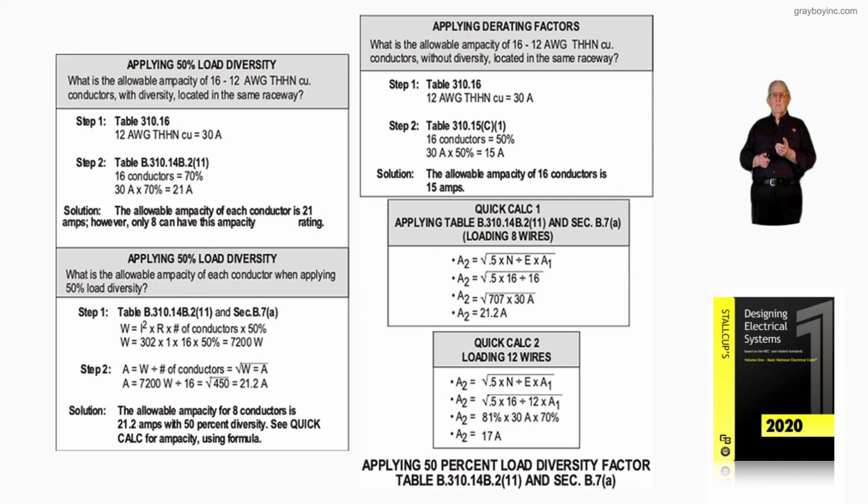The 70%, you're loading half. The 81%, you're loading 12. And when you do the math times the 30 amps of the number 12 from the 90-degree column in your Table 310.16, that's where the 30 amps comes from. And when you apply this diversity factor method, Figure 8-16 is illustrating how this should be performed.